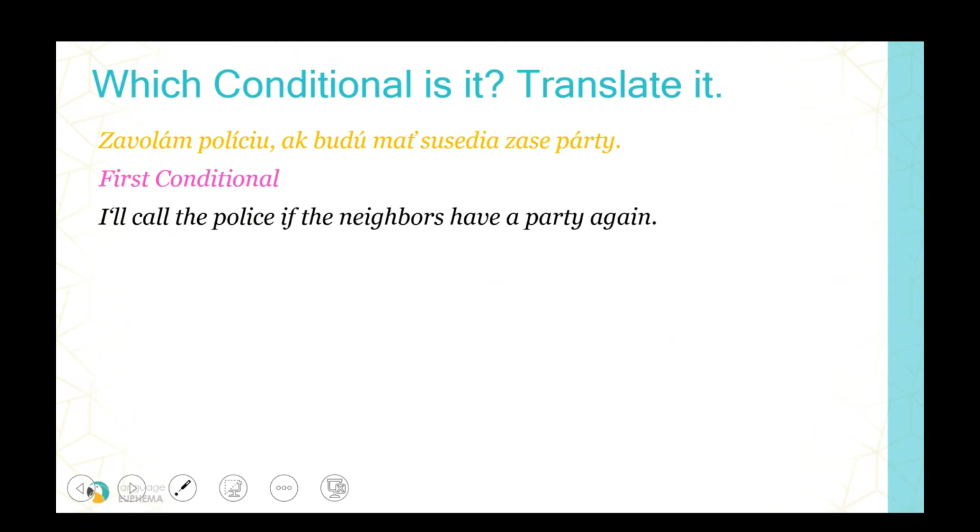So we started with the main clause. I'll call the police. Will plus infinitive. I'll call the police if the neighbors have a party again. Do not put will in this clause, right? Only present simple. So if the neighbors have a party again, not will have.